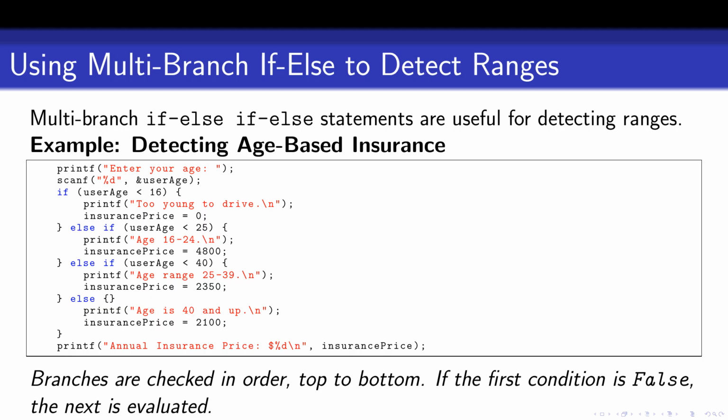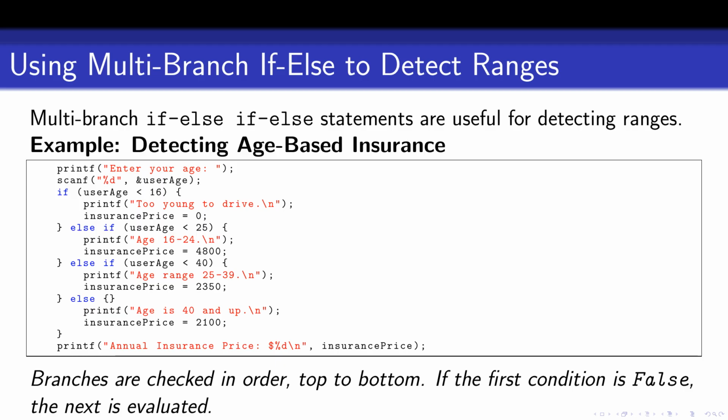In this slide, we continue working with multi-branch if-else statements, but with a focus on detecting numeric ranges. This structure is useful for real-world decision-making, like mapping age ranges to ticket prices or classifying temperature zones. Each else if handles a range. For example, if a value is between 25 and 39, it might return a certain result, and so on. By clearly defining each range and checking in order, your program becomes more reliable and easier to maintain.